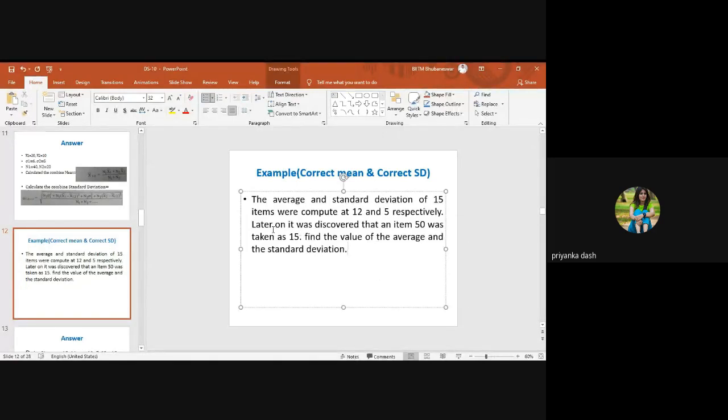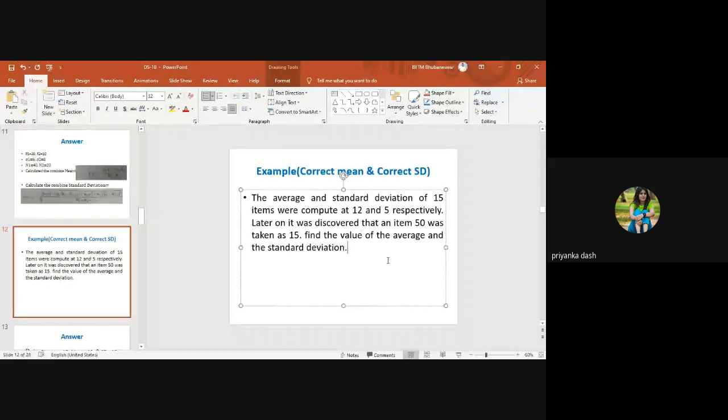Second sentence: one item was discovered wrong. Starting from 1 to 15 items, the value of a particular item, 50, was mistakenly taken as 15. The value was 50, but it was wrongly taken as 15. In this case, you have to get the correct mean and the correct standard deviation. Got it all?